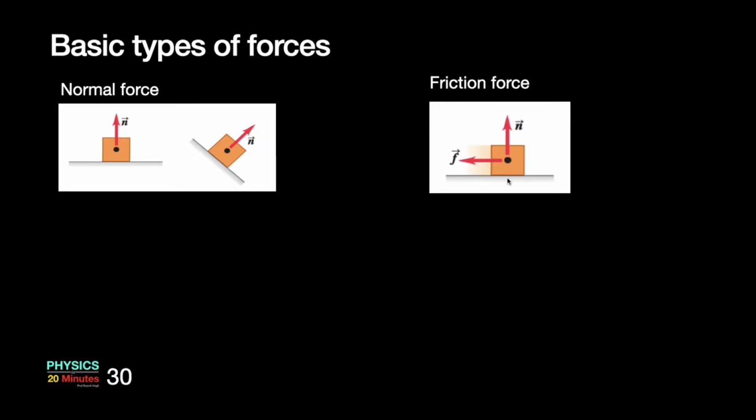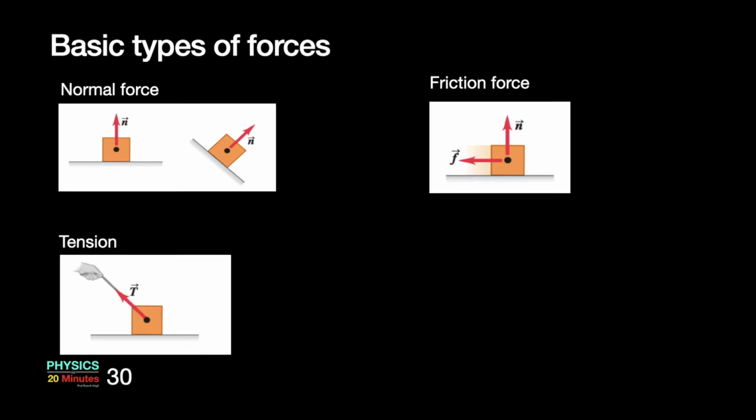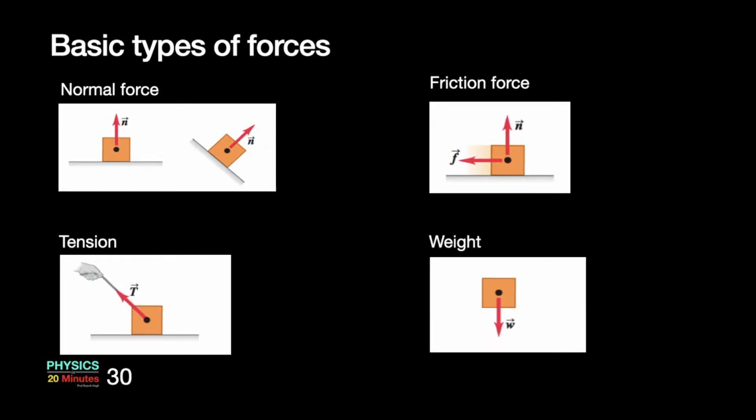Whenever this body tends to move, suppose this body is moving towards the right side, then the frictional force will work to the left side. The third force we have seen is tension. If a block is pulled by a rope, then the tension will be there in the rope and it will act on the body. The direction of tension is along the rope and away from the body. Weight of the body always works downward.